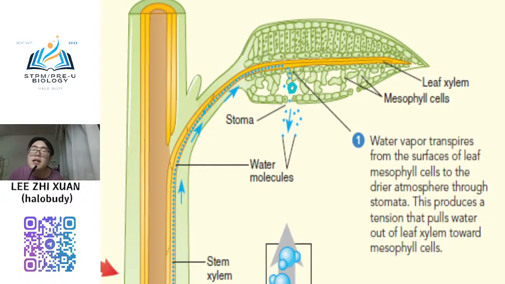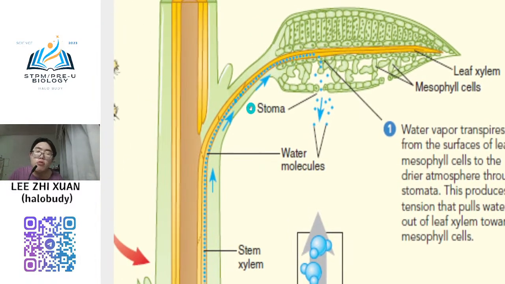How is it replaced? It will come from the xylem vessel, the leaf xylem vessel. So the water molecules in the leaf xylem vessel are at high water potential, and then they will go to the low water potential area to replace the water molecules in the space of the mesophyll cell. So the water molecules will diffuse out from the leaf xylem vessel into the leaf. And then this will create the pulling process, meaning that the water molecules will be pulled.